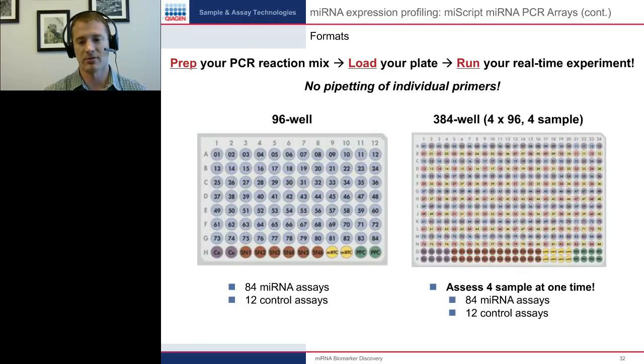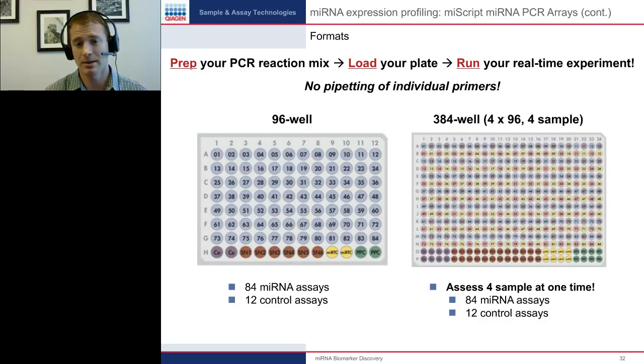So let's take a look at the formats. In addition to our 96 well, which contains 84 microRNAs plus 12 controls, we have a 384 well 4x96 format. And essentially this is 4 copies of a 96 well in a 384 well plate. So if you have access to a 384 well instrument and a 96 well instrument, please use the 384 well instrument, simply because you can either increase your workload fourfold, or you can simply do your work all at one time and go home early in the day.